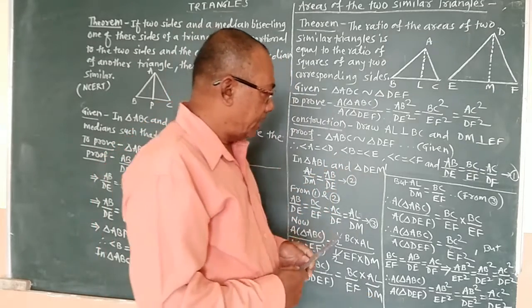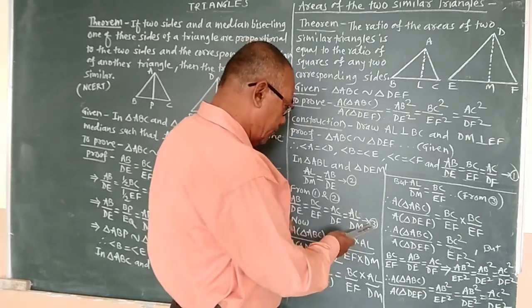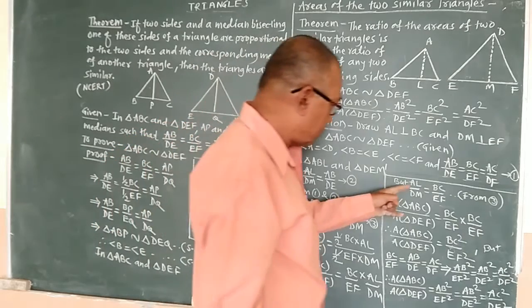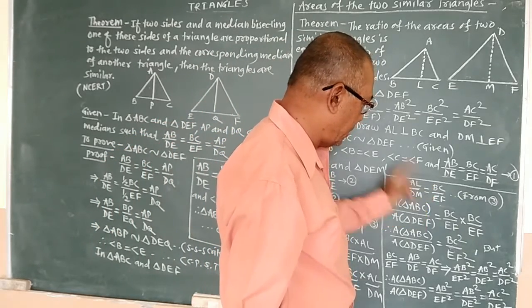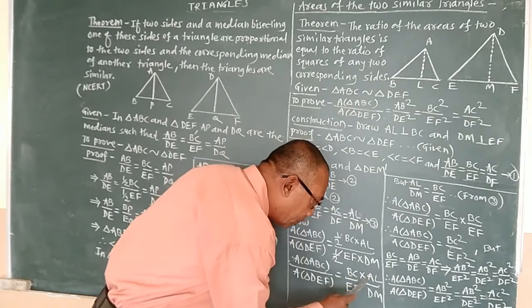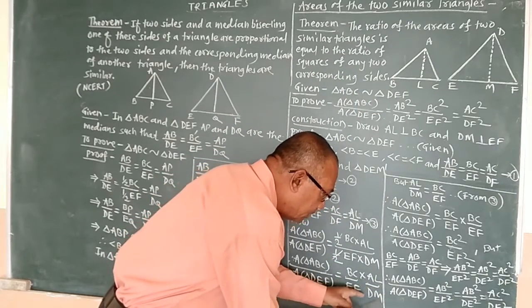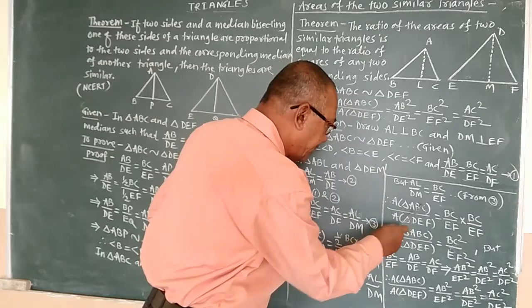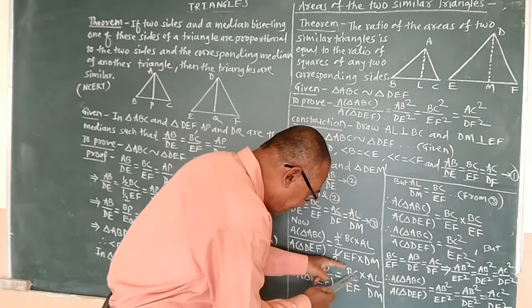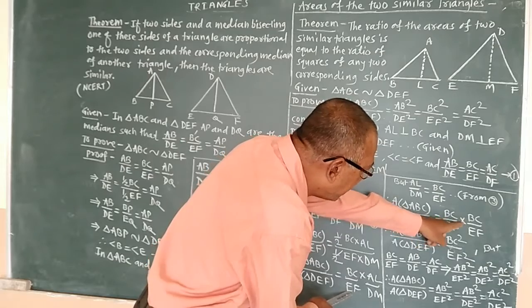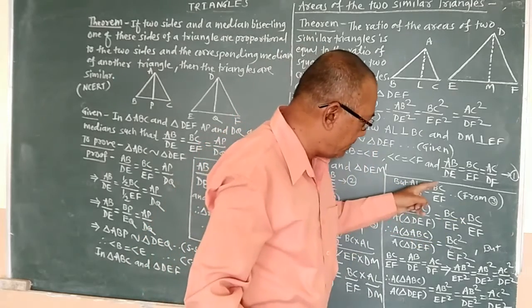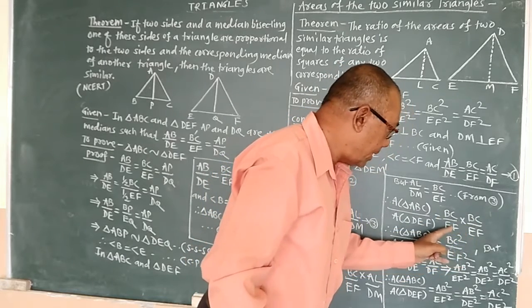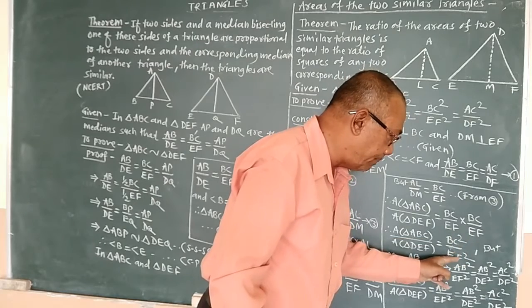But we know that from equation 3 we can write that AL upon DM is equal to BC upon EF. Now we will remove AL upon DM and put there BC upon EF. So area of triangle ABC upon area of triangle DEF is equal to BC upon EF into BC upon EF, but BC into BC will be BC square, and EF into EF again EF square.